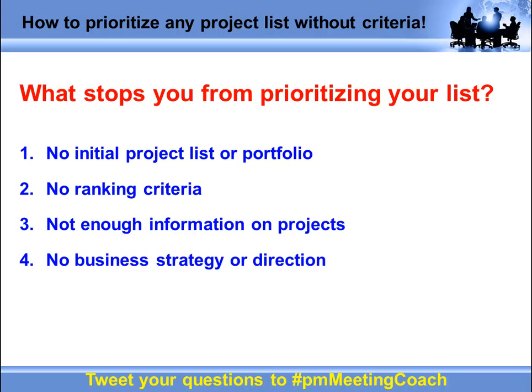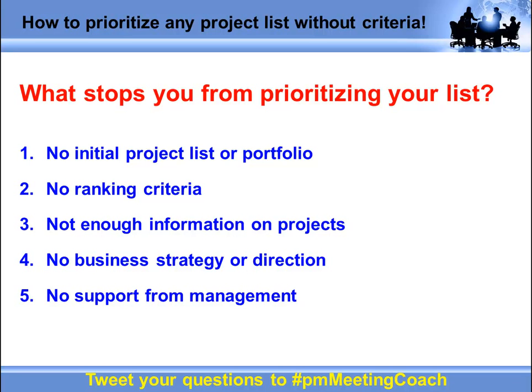Number four, no business strategy or direction. Right? We all want to sync up our list and our portfolio with the business strategy to help them get to where they want to go. But maybe we can't get the business to articulate their strategy, or we're not sure where they're going, and therefore we can't decide which IT projects are most important to help them get there. And I also hear a lot of my colleagues in IT say that they can't prioritize their list because they just don't have the support or buy-in from management.